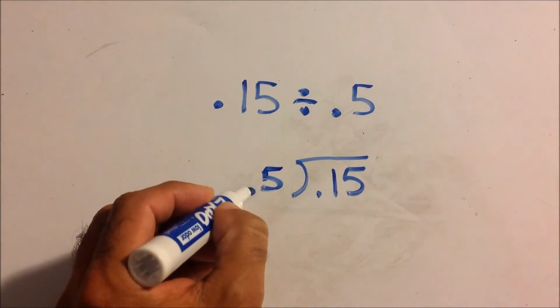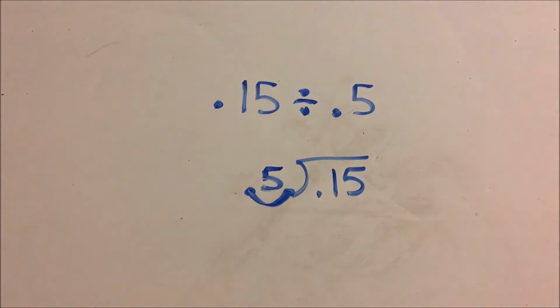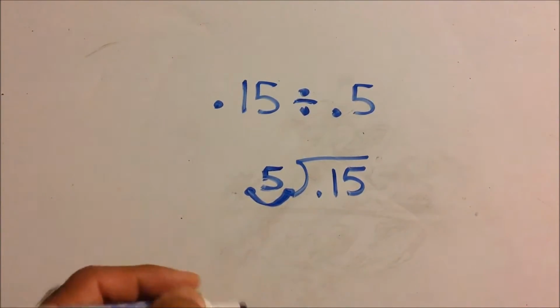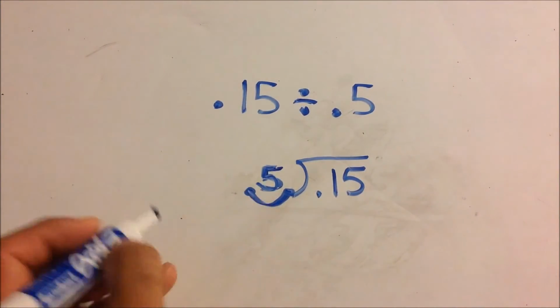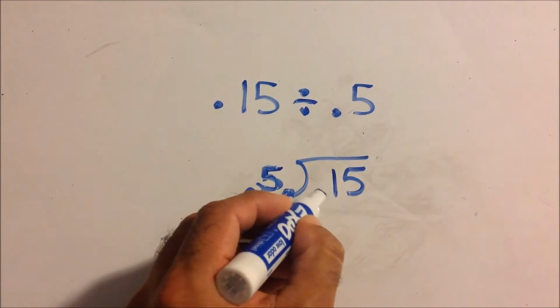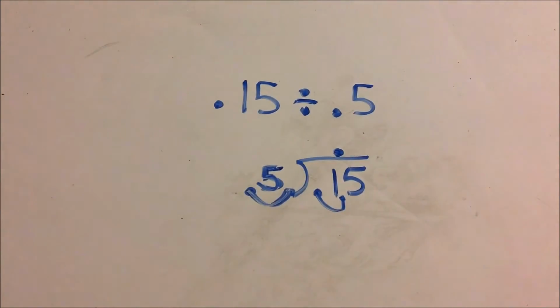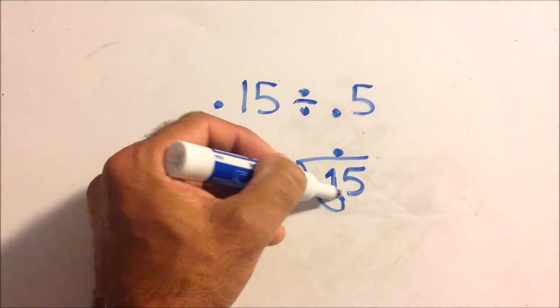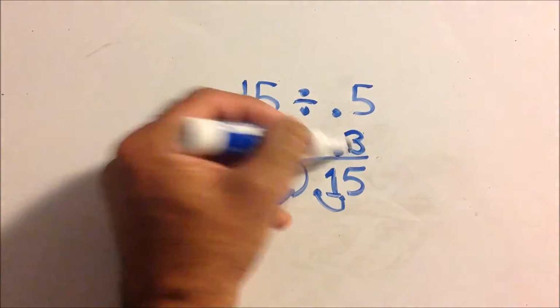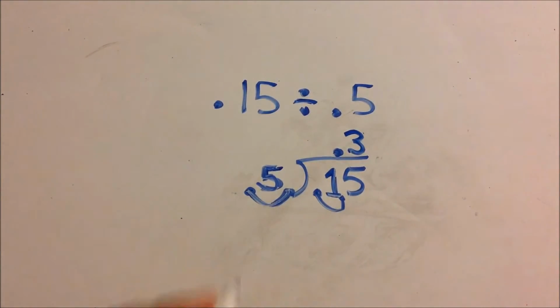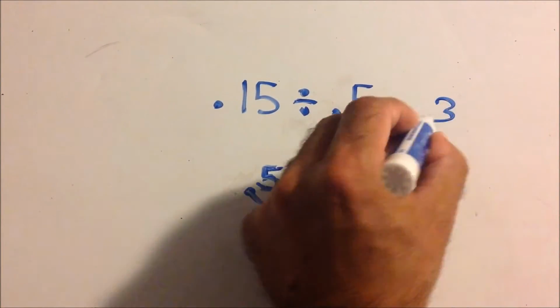So we have to move this decimal once. Now it's a whole number. It's 5.0. You don't see the 0, but it's there. It's just 5. We moved this once, so we have to move this decimal once. There we go. Now remember, the 1's to the left of it. So 5 goes into 15 3 times. And it's 0.3. So the answer would be 0.3.